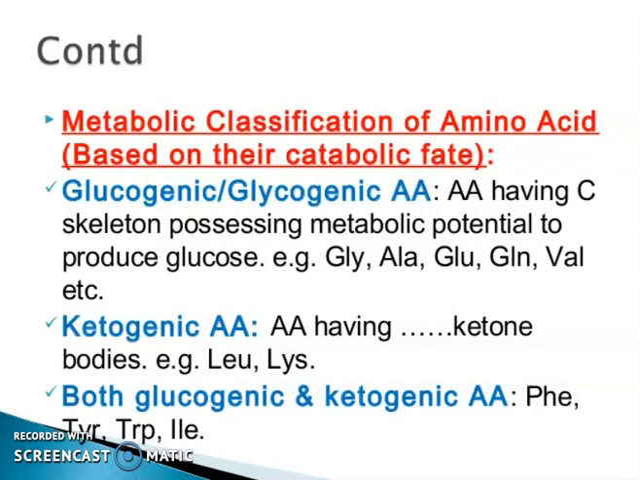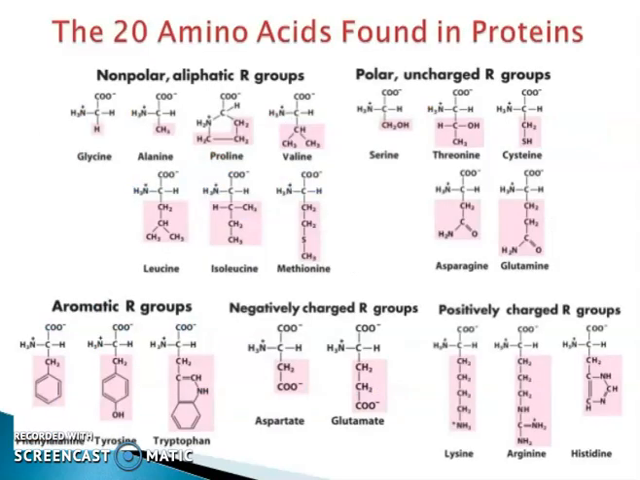Metabolic classification of amino acid is based on their catabolic fate. Glucogenic or glycogenic amino acids have a carbon skeleton with the metabolic potential to produce glucose: glycine, alanine, glutamine, valine. Ketogenic amino acids produce ketone bodies, and some are both glucogenic and ketogenic. So, 20 amino acids are found in protein.